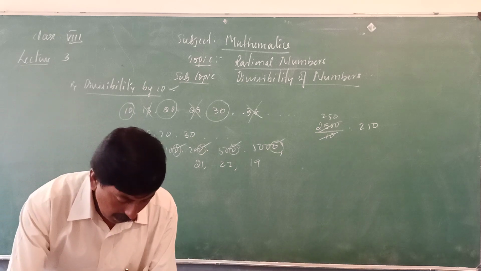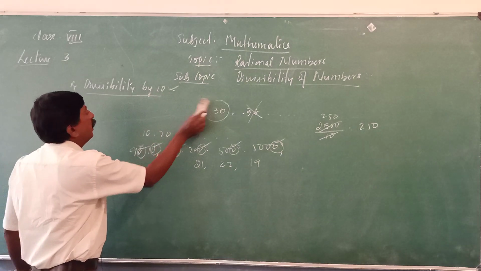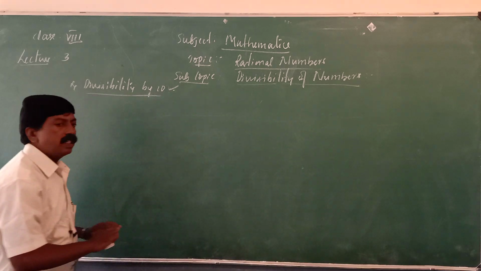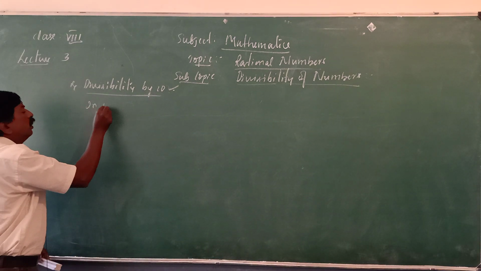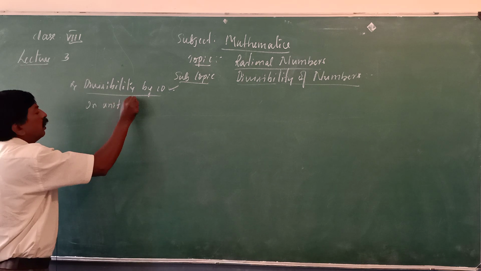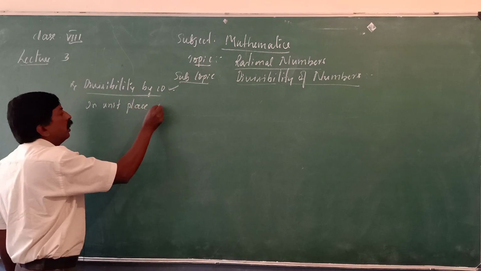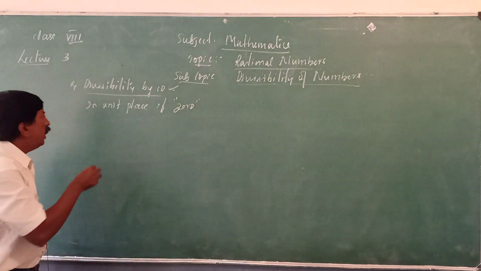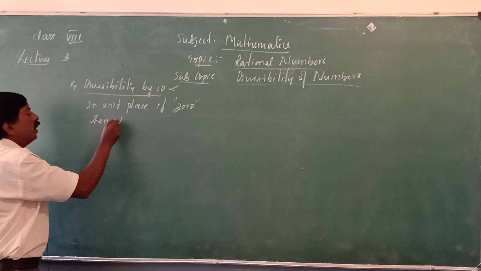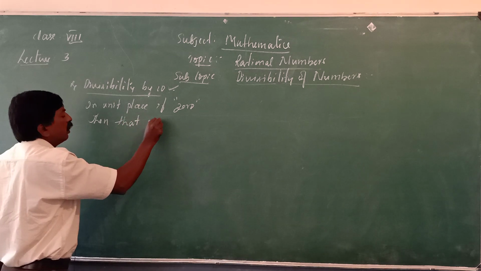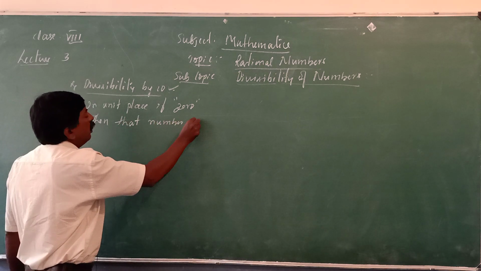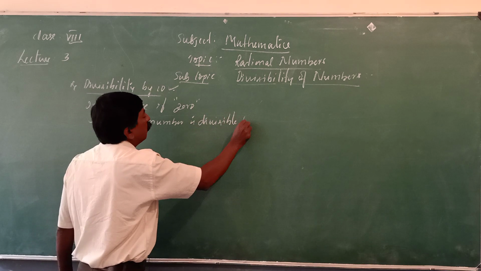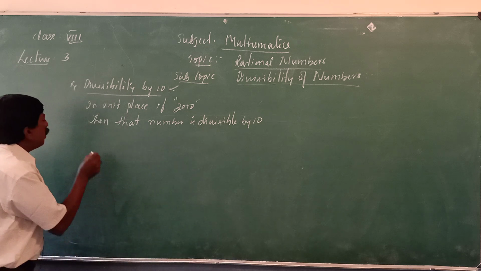The next divisibility: divisible by 5. So therefore, what is the divisibility of 10? It says that if the unit place is 0, then that number is divisible by 10.